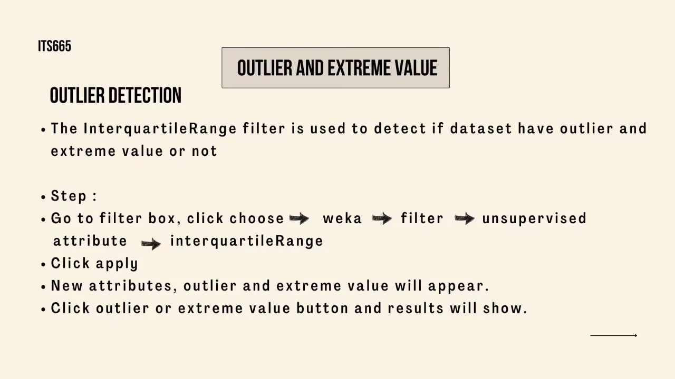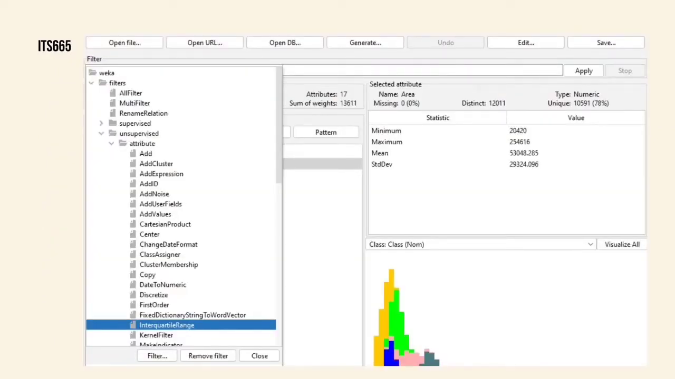First, we need to go to the filter box. Then, we choose unsupervised, then attribute. Lastly, we need to choose the interquartile range filter. After that, we need to click apply. After we click apply, we can see that two additional attributes show, which are outlier and extreme value. We just need to click the outlier or extreme value attributes and the result will appear. This Weka interface shows where the interquartile range filter is located.